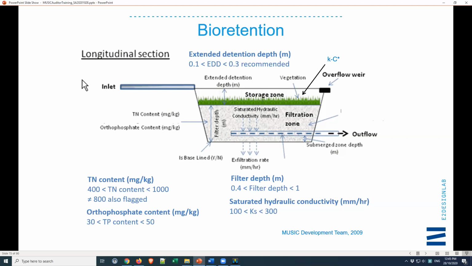In terms of nutrients, the CRC guidance is for the nitrogen content to be 600 to 1,000 milligrams per kilogram. The default in MUSIC is 800.